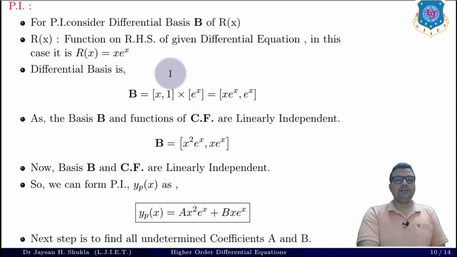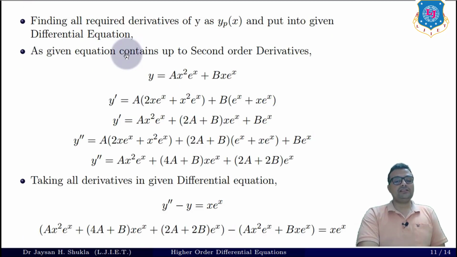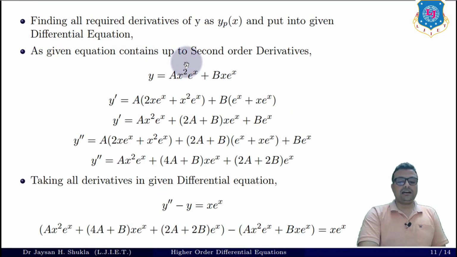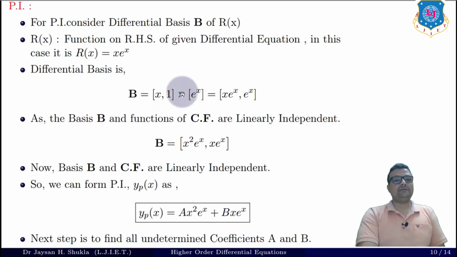Now coming to the basis. Here the function on the right hand side is x e raised to x. So focusing first on this x, the differential basis for x is x and 1. The differential basis for e raised to x is e raised to x, and as they are in multiplication, I am taking the Cartesian product of these two sets. That gives me x e raised to x comma e raised to x.